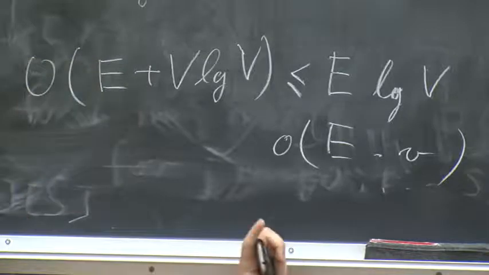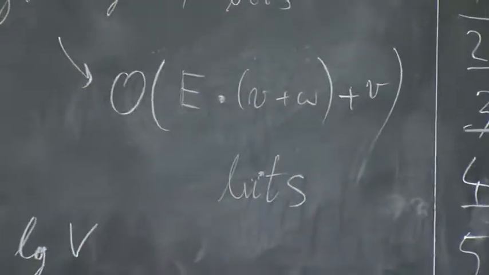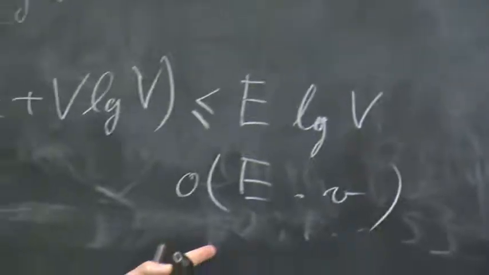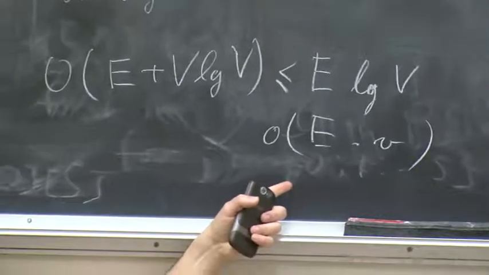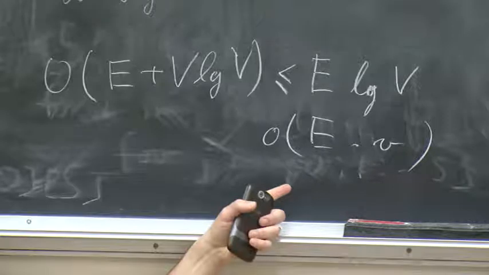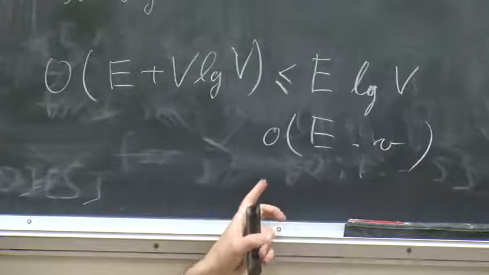So how many bits in the input? E times v plus w. How many operations? E times v. Any exponential anywhere here? If you change the size of V, I think that looks fine. Just follow them.